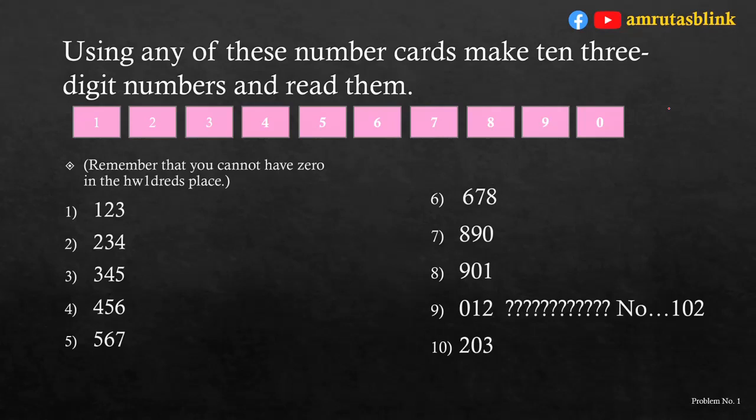So 10 different numbers using these cards will be 1, 2, 3, then 2, 3, 4, then 3, 4, 5, then 4, 5, 6, then 5, 6, 7, then 6, 7, 8, then 7, 8, 9, then 8, 9, 0, then 9, 0, 1, and 2, 0, 3.